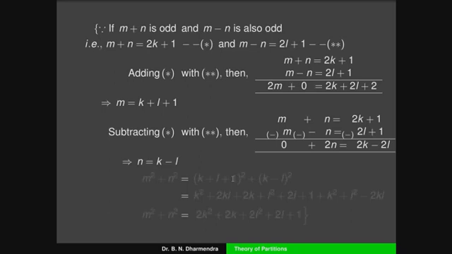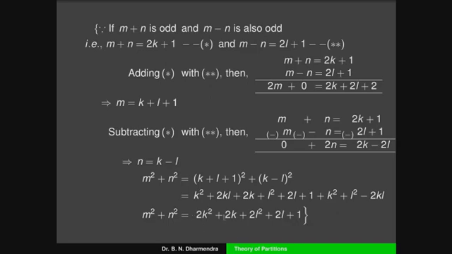So now I have to find out the value of m square plus n square. You know the value of m is k plus l plus 1, whole square, and n is k minus l, whole square. So we expand the terms: k square plus 2kl plus 2k plus l square plus 2l plus 1. This is the expansion, and the other is k square plus l square minus 2kl. Plus 2kl and minus 2kl get cancelled, and the remaining term is m square plus n square equal to 2k square plus 2k plus 2l square plus 2l plus 1.